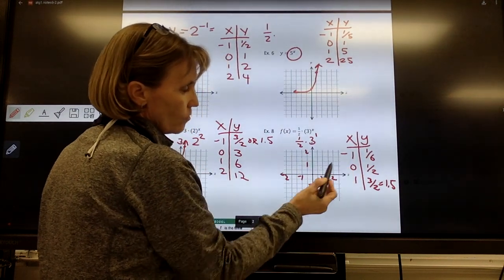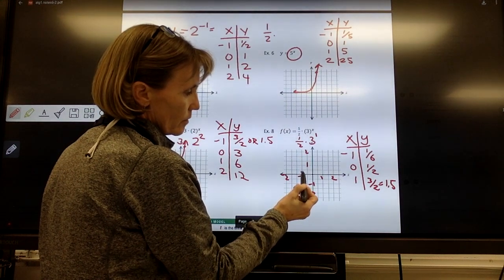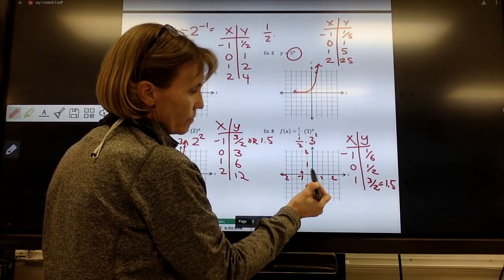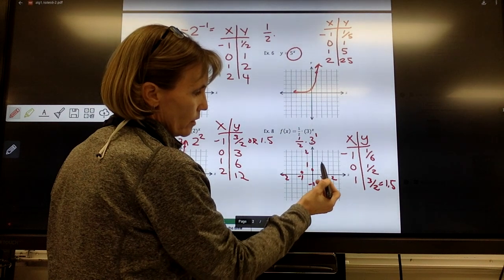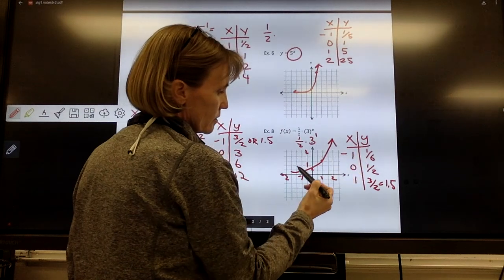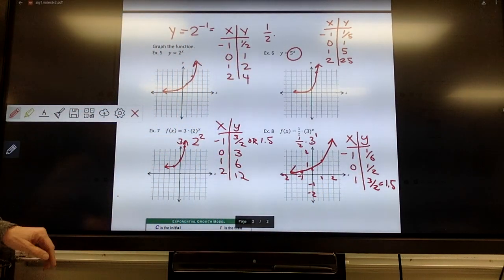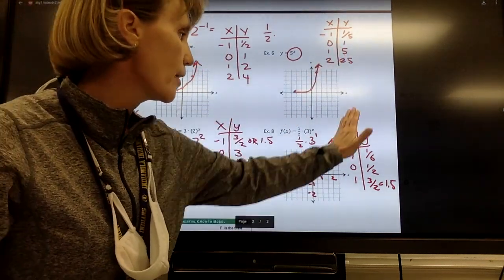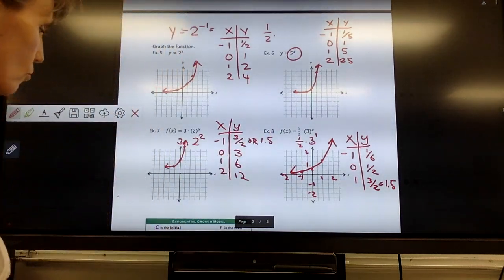Okay, so negative 1, positive 1/6. Right there. At 0, I'm at a half. Be right here. And at 1, I'm at 1.5. You're going to see a curve going up like this. Okay, all of these represent growth because as you move to the right on the graph, you're going up. Your y values are increasing. So those are all growth.